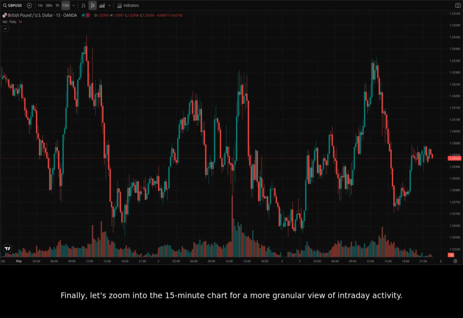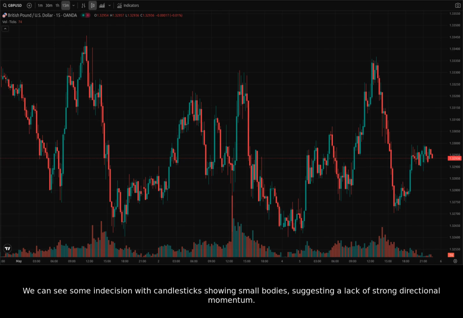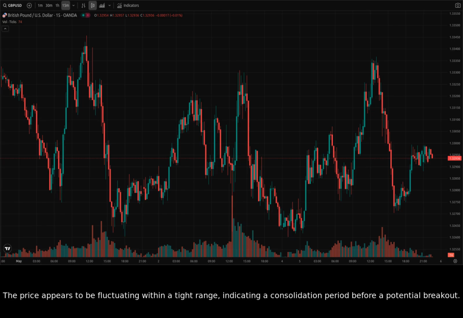Finally, let's zoom into the 15-minute chart for a more granular view of intraday activity. We can see some indecision with candlesticks showing small bodies, suggesting a lack of strong directional momentum. The price appears to be fluctuating within a tight range, indicating a consolidation period before a potential breakout. Watch for a decisive move above 1.3300 or below 1.3250 as potential triggers for short-term trades.